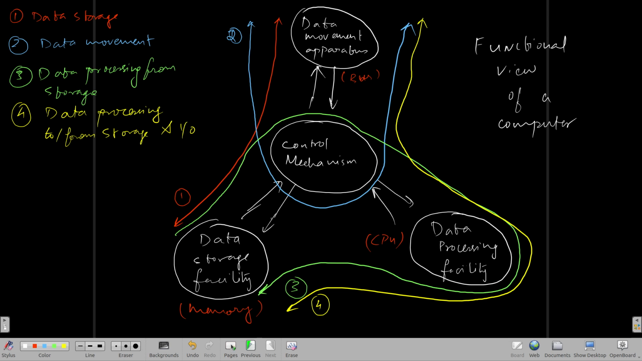Okay, now let's move into the proper computer organization part. So what do you mean by computer organization? We want to see how the different hardware components are connected, or how they are interacting with each other to establish the goal, that is executing instructions, right?